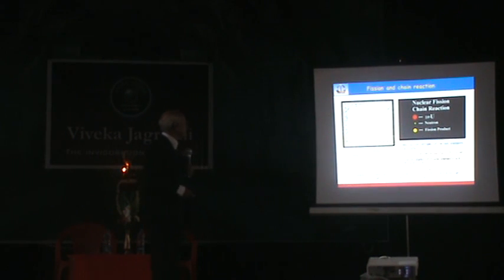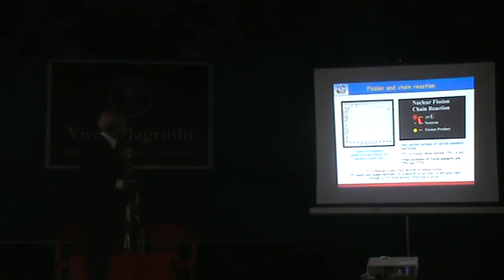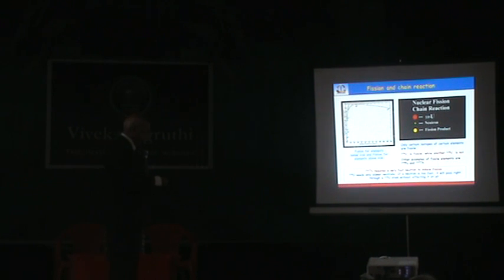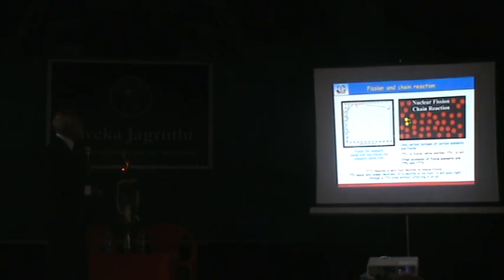Could I have the next one? After all, we use this anyway. Nuclear fission is what we have been using. Briefly, nuclear fission involves all those elements which come here. You can see this one. This is the amount of energy that is contained, energy density versus the atomic weight. As you can see, the most binding energy of the nucleus comes in the case of iron. Beyond iron, it becomes more unstable.